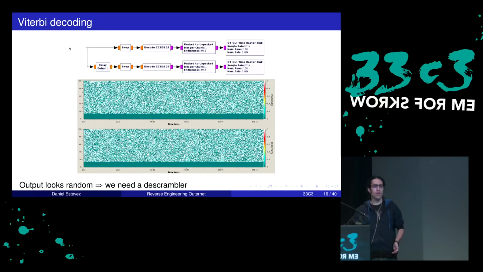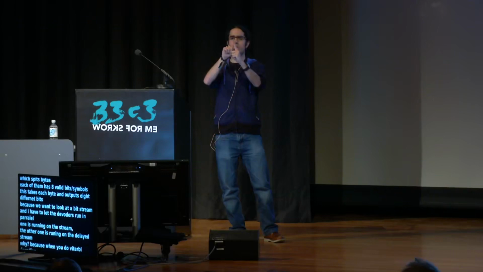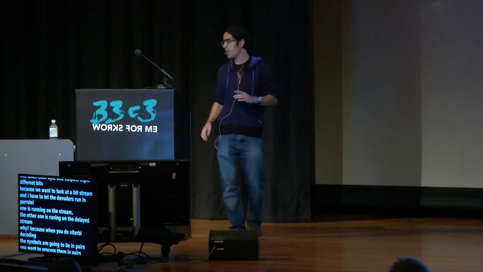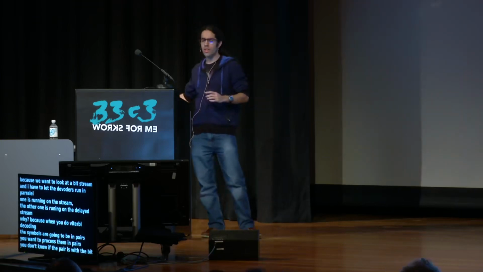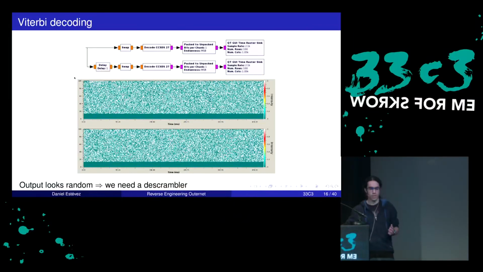And I have two Viterbi decoders running in parallel. One is running on the stream and the other one is running on the delayed stream. Why? Because when you do bit-to-bit decoding, the symbols are going to be in pairs, so you want to process them in pairs. And you're looking at a symbol, and you don't know whether its pair is the symbol coming just before it or just after it. So you just try something in one branch of processing, and you try the other thing in the other branch, and one of them is going to succeed, and the other one would fail completely, but you don't care. You know at some point in the chain, okay?